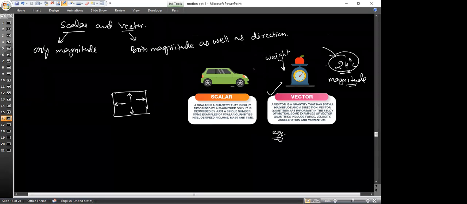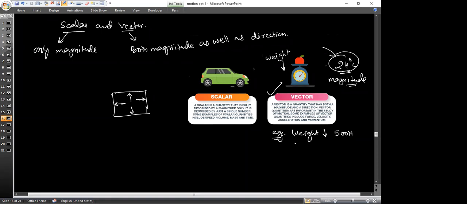Give me only examples. An example of a vector quantity, like I have given the example of weight. Weight always acts downward, and it has magnitude. If I find the weight of a person, that will be 500 Newton or 300 Newton, and it will always act downward. So give other examples of a vector quantity.